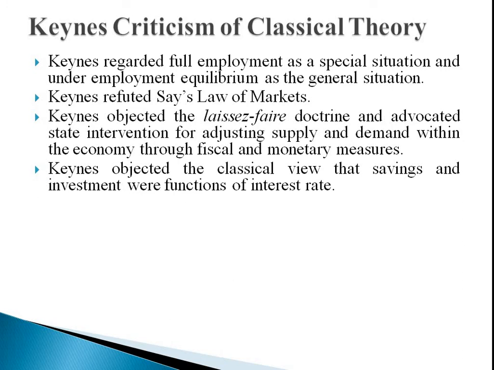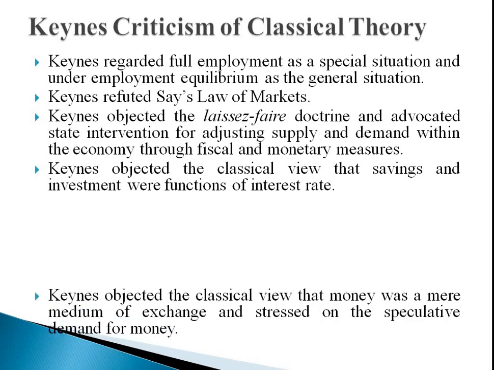Fourthly, Keynes objected to the classical view that savings and investment were functions of the interest rate and that the equality between them was brought about by the interest rate mechanism. Keynes said that savings depended upon the level of income and investment was determined by the marginal efficiency of capital. And he said that it is the variations in income rather than changes in interest rate that bring about equality between savings and investment.